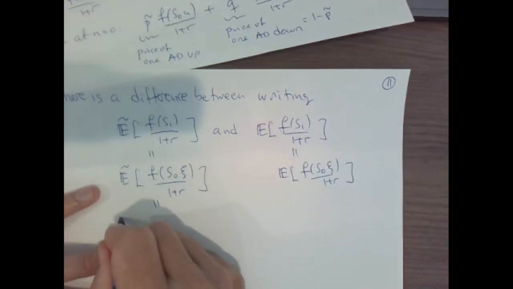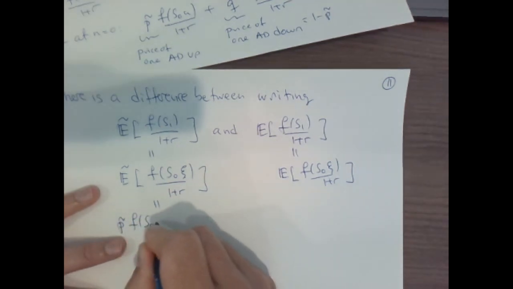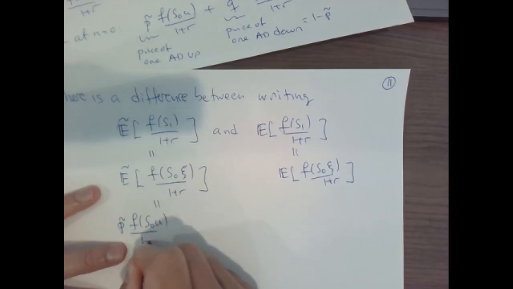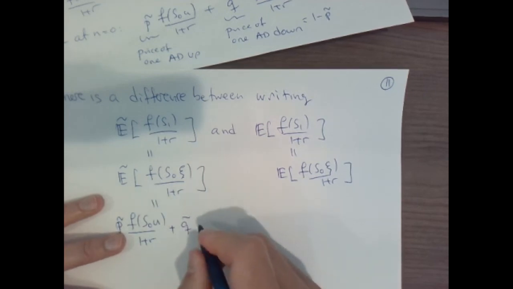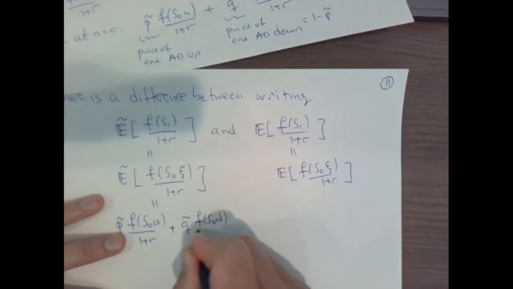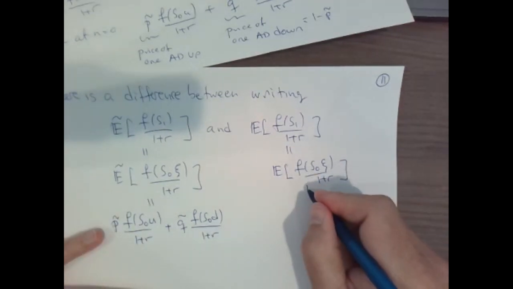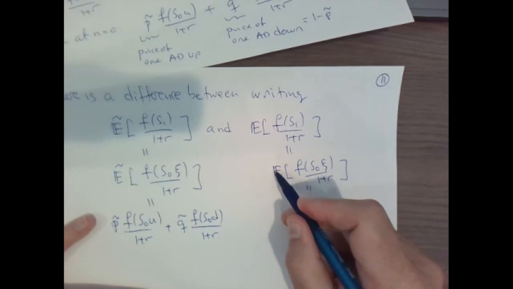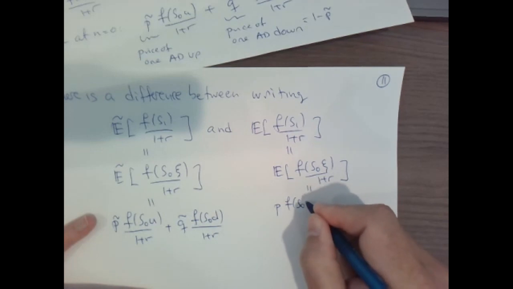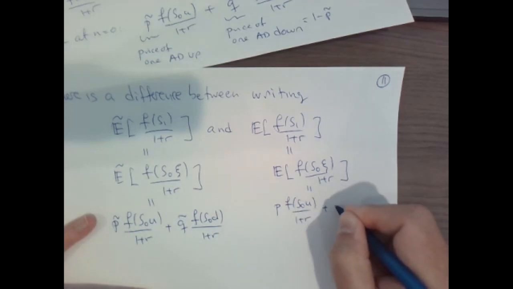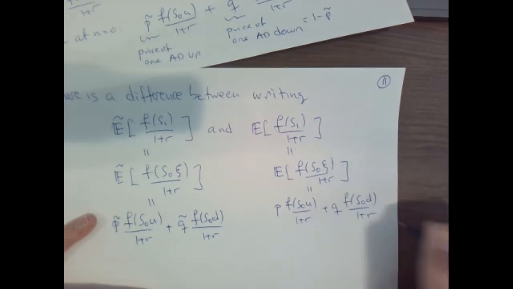Well, that's going to be P tilde times f of S0 u divided by 1 plus r, plus Q tilde times f of S0 d divided by 1 plus r. And very similarly, but not quite the same, this here is the same thing as saying now I'm under the P probabilities. This is P times f of S0 u divided by 1 plus r plus Q times f of S0 d divided by 1 plus r.